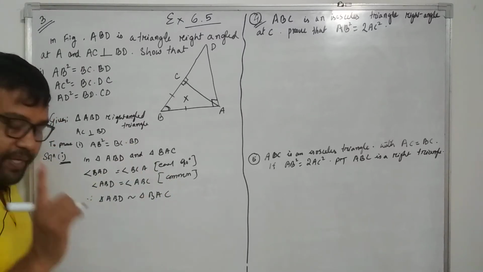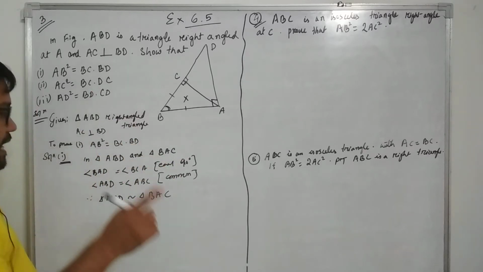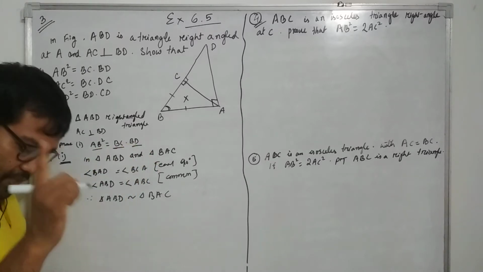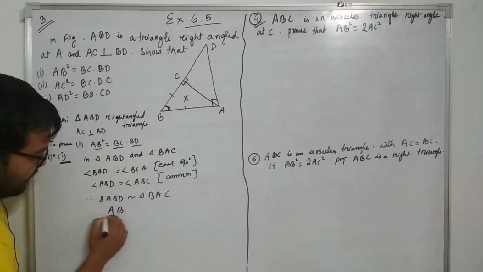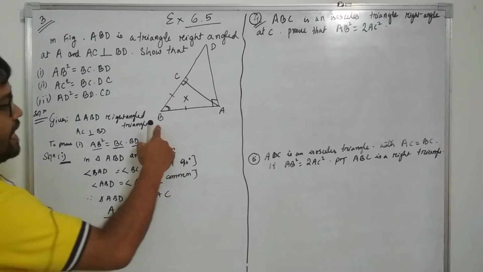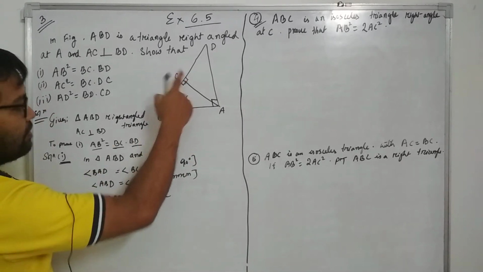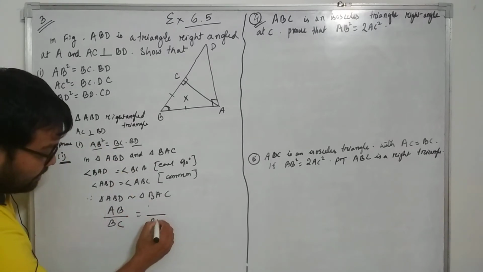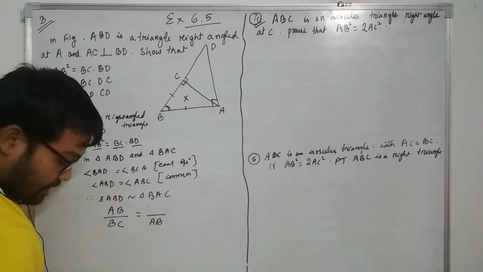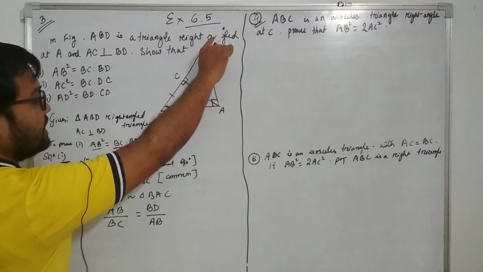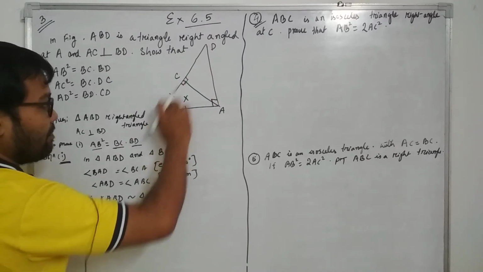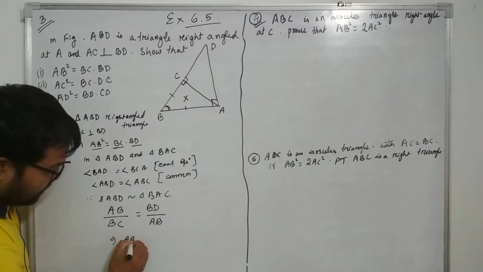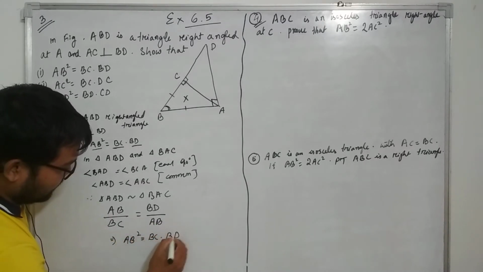Since these triangles are similar, the sides are in proportion, but we will make sure that the sides involve AB, BC and BD. Therefore, we have AB by BC, AB from the first triangle and BC from the other one, equal to AB by BD, the hypotenuse of the larger triangle and the hypotenuse of the smaller triangle. This implies AB square equal to BC into BD.